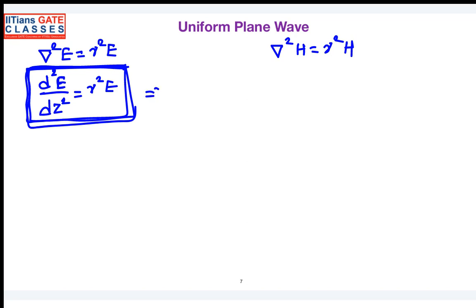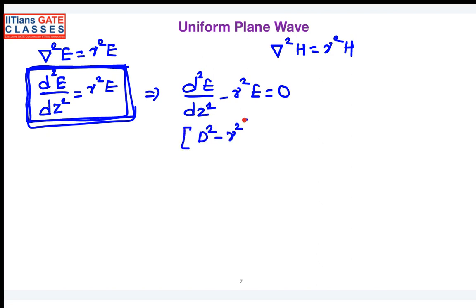d square E by dz square minus gamma square E is equal to 0. So you can write the differential equation something like this: D square minus gamma square into E is equal to 0. So what is the roots for this? You are going to get plus or minus gamma. Agree? So whenever you are having the roots like a comma b, can you tell me what is the solution? Some constant C1 into e power ax plus C2 into e power bx.